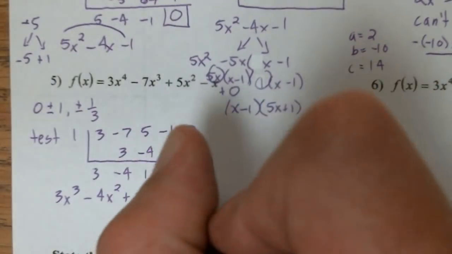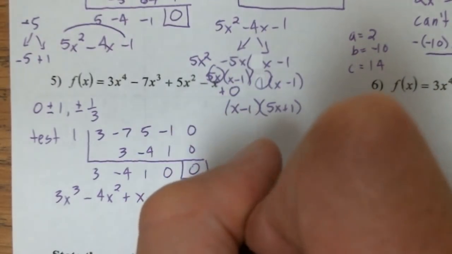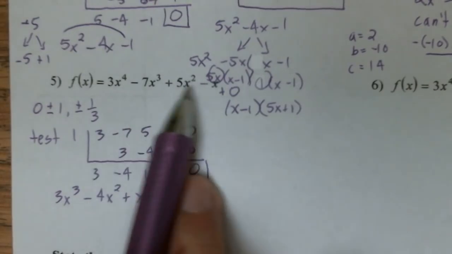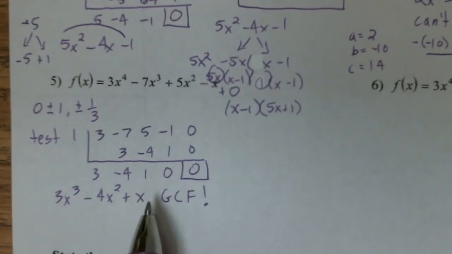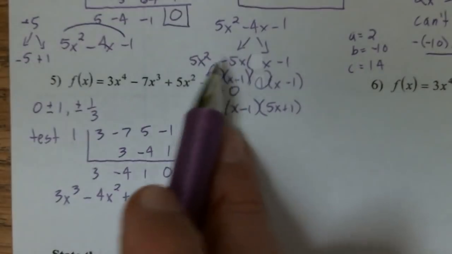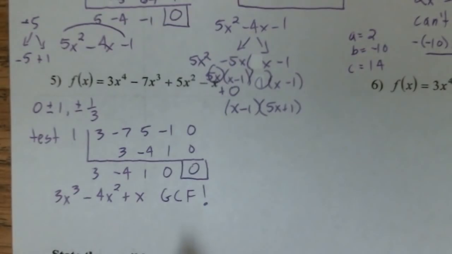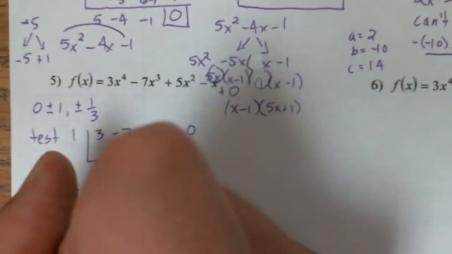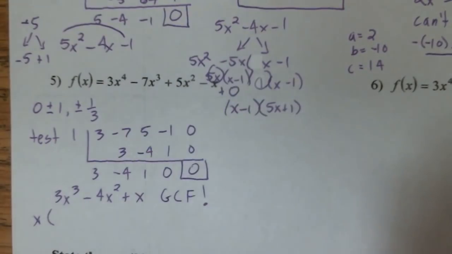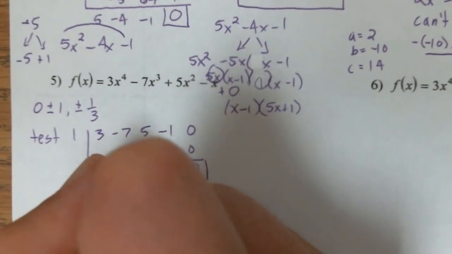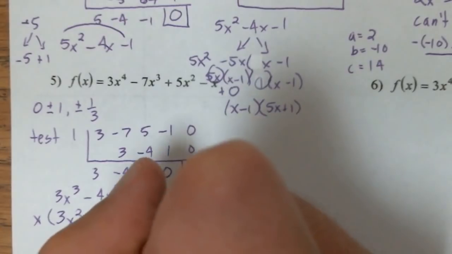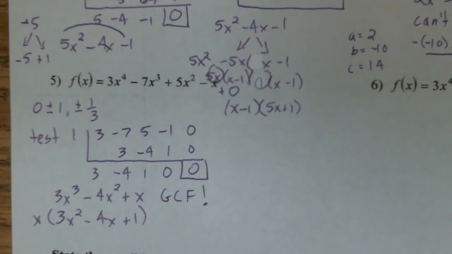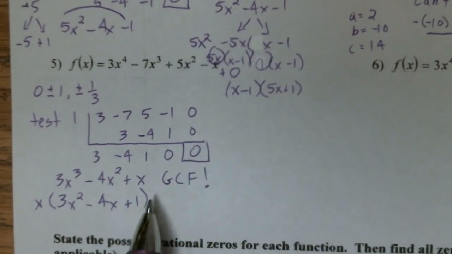They all have an x, and you actually could have pulled out a GCF on the front end as well, but we'll get the same thing. At some point you will be factoring out an x. It really doesn't matter when you pull out the x. So I'll factor out that GCF of x. That's going to leave me with 3x squared minus 4x plus 1. Okay, and so now I'm finally down to my quadratic: 3x squared minus 4x plus 1.